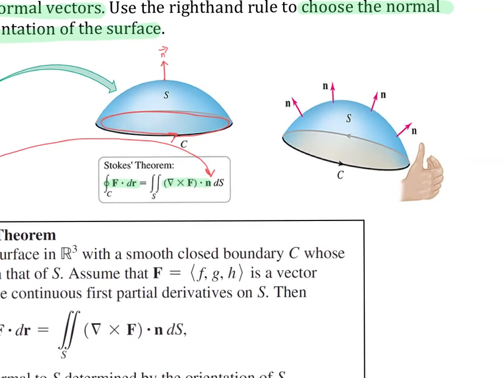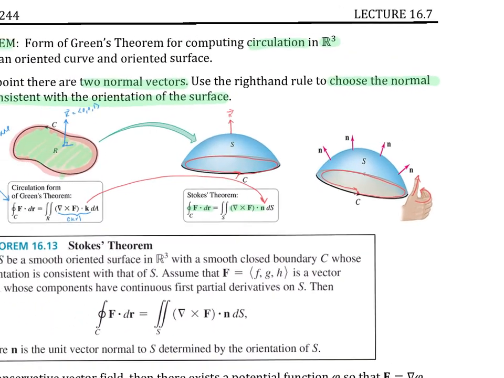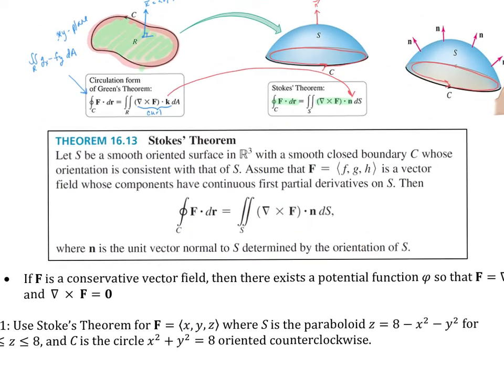So how do you know which normal vector to choose? That goes back to the right-hand rule. So if you take your right hand and you curl your fingers in the direction that the curve is generated, then the direction that your thumb is pointed in is the direction of the normal vector that you're going to use. So that's Stokes' theorem, and that's how you would compute circulation in three-dimensional space, which brings us to this box that we have below.